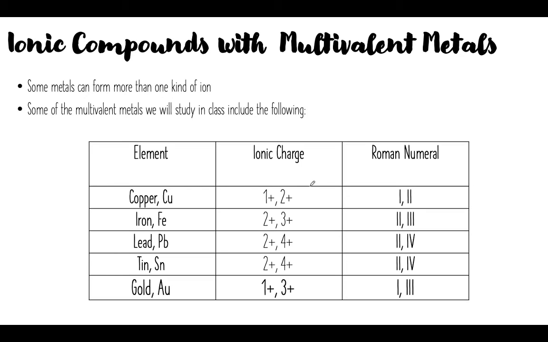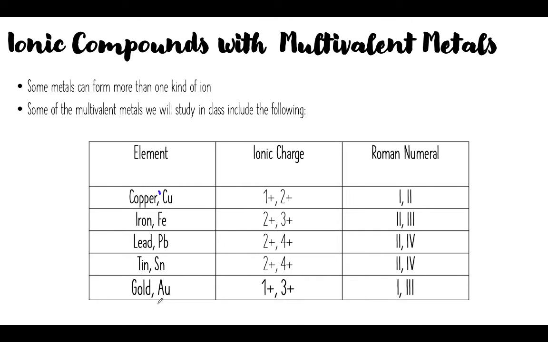So some of the elements that we're going to be looking at in class are, for example, copper. So this is the name. The element symbol is Cu, and these are the two possible charges that it can form. And we write them in their Roman numeral form when we're naming them. I'll talk about that. So 1, 2, and 3 in Roman numerals are pretty easy. 4 might be a little bit challenging, so just make sure that you know 4. So iron is Fe, lead Pb, tin Sn, gold Au.